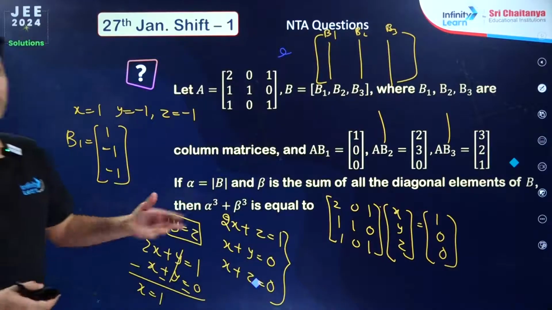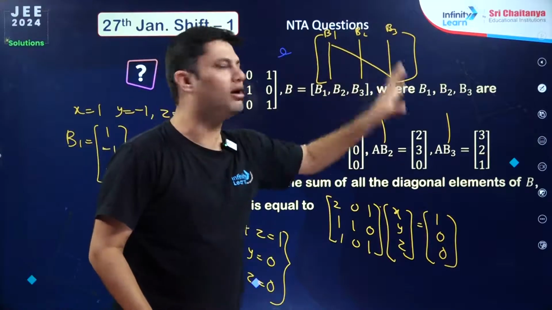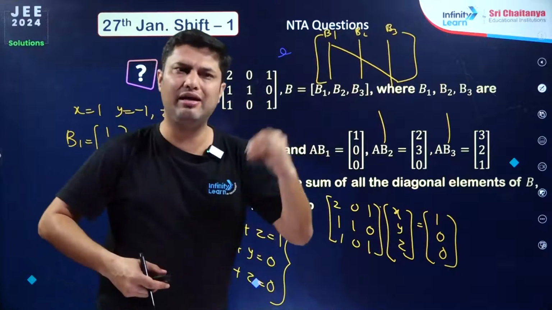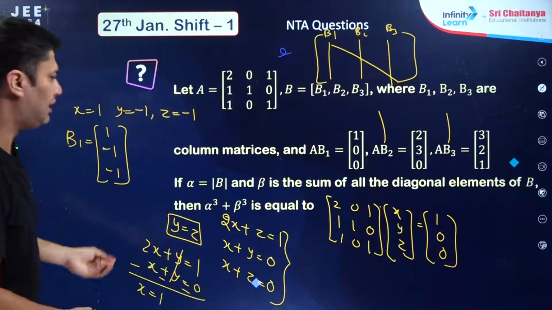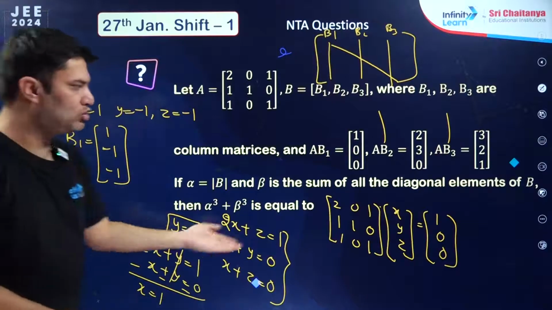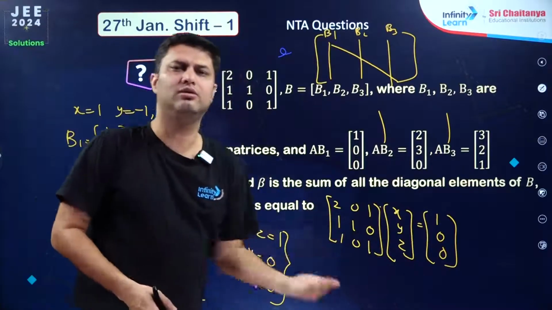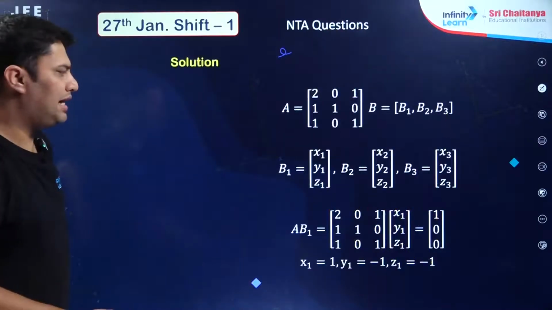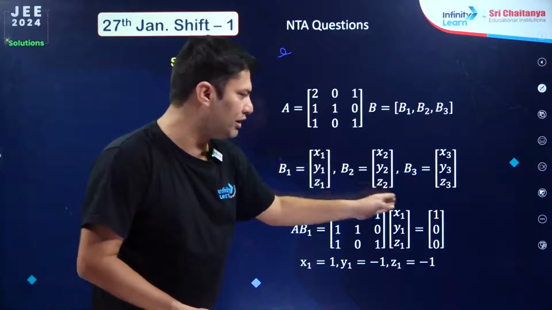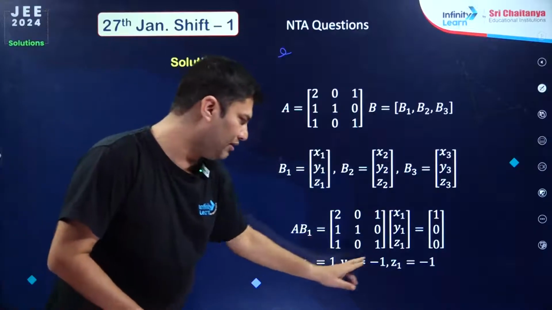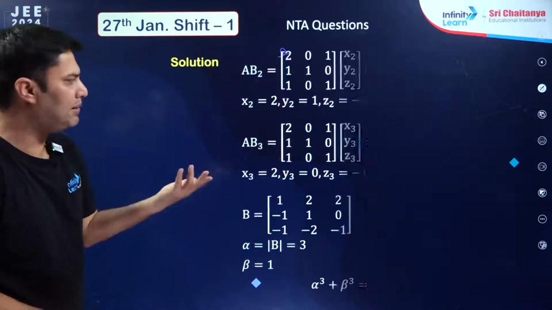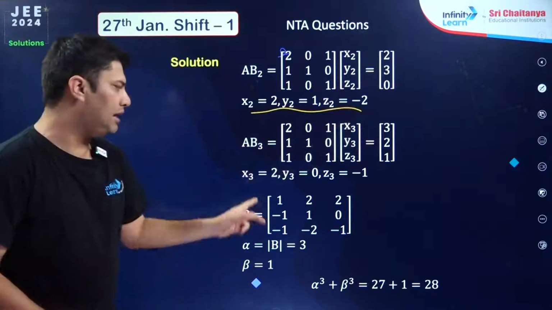Then you have to find the sum of the diagonal elements and the determinant of this. I think very easy but a little bit lengthy. Like I solved for B1, you have to solve for B2 and B3 also. Then the answer comes, the question is really easy. So A, B1, you have applied x1, y1, z1, x2, y2, z2, x3, y3, z3. So see, 1, minus 1, minus 1. Similarly, for A, B2 also you will get this, and A, B3 you will get this.